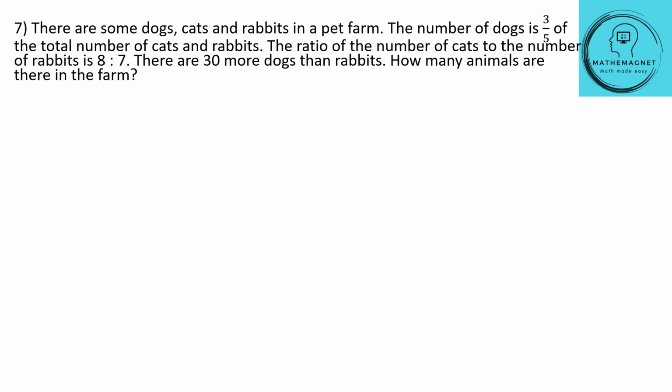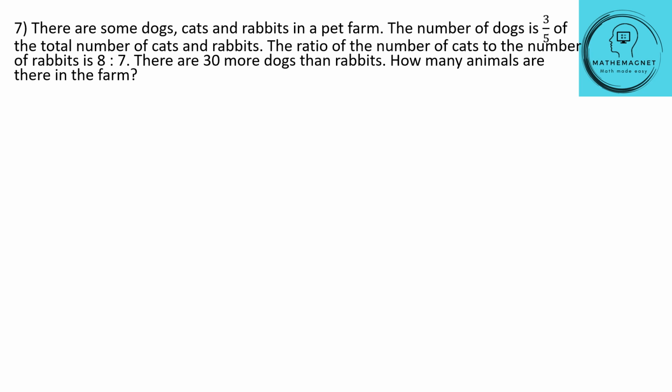Question number 7. There are some dogs, cats and rabbits in a pet farm. The number of dogs is 3/5 of the total number of cats and rabbits. The ratio of the number of cats to the number of rabbits is 8:7. There are 30 more dogs than rabbits. How many animals are there in the farm?